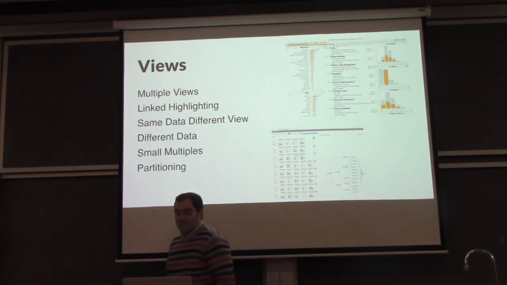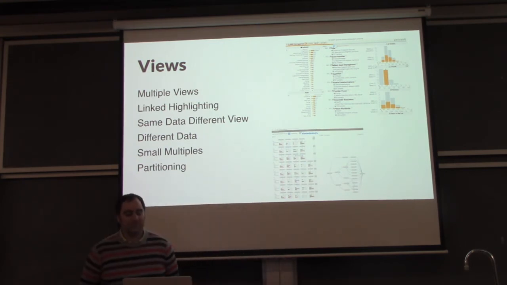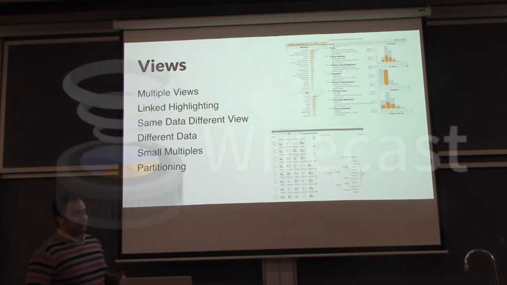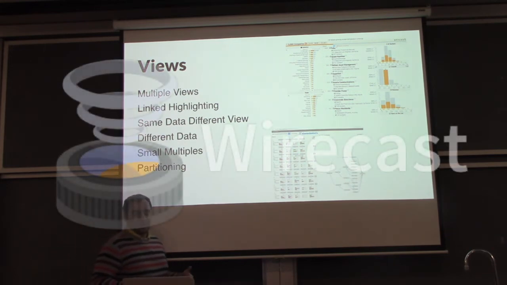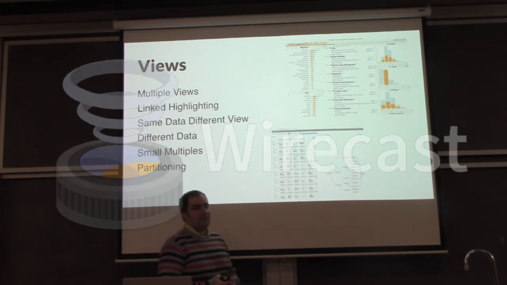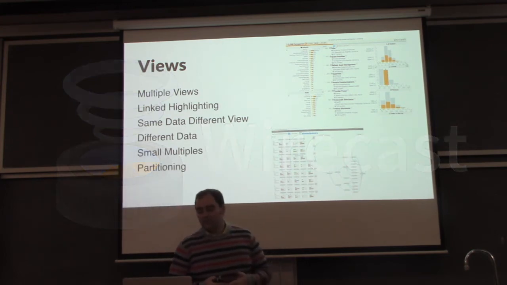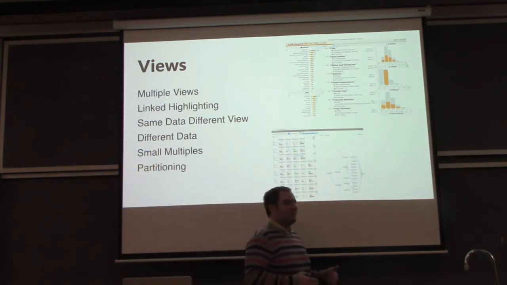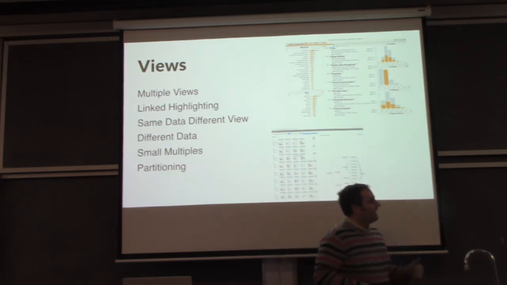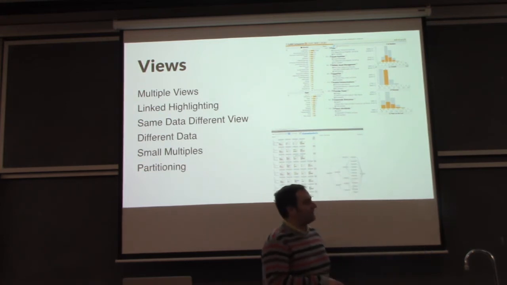So we talked about views. Views are important because views allow us to do a couple of things. So it's mainly about multiple views. We want to be able to facet data into multiple views and then use linked highlighting. And there are two different principles of how you can use these views. You can show the same data in different views, as we have here, for example. Here we have a list of paths, and here we have a graph visualization of paths.